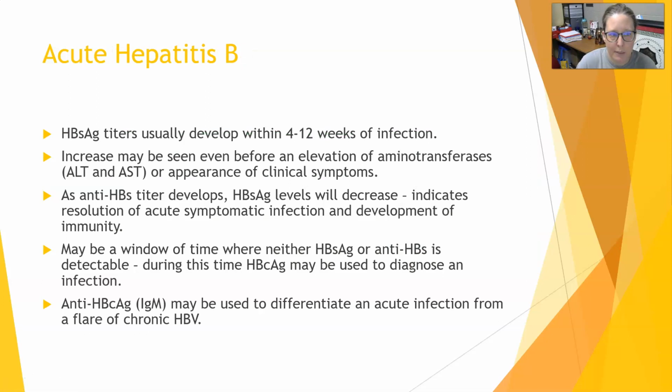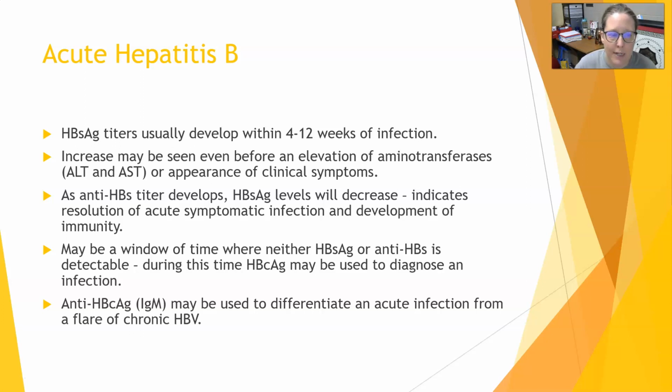So in acute hepatitis B, the hepatitis B surface antigen titers usually will develop within 4 to 12 weeks of infection. Increases can be seen even before the elevation of the aminotransferases, ALT and AST, or the appearance of clinical symptoms like right upper quadrant pain.